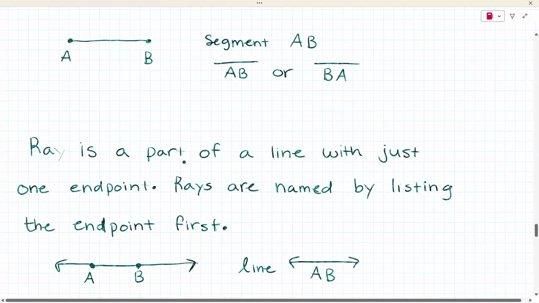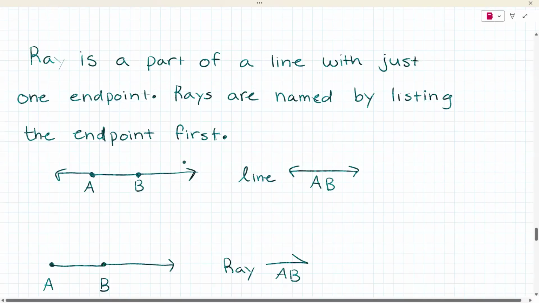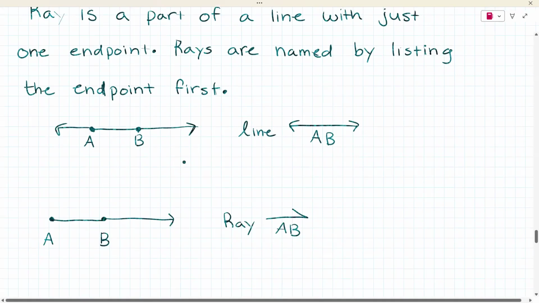What about a ray? Because you'll see that later on. A ray is part of a line with just one endpoint. Rays are named by listing the endpoint first. So it starts at a position and then it ends somewhere at infinity. Let me show the difference between a line and a ray.